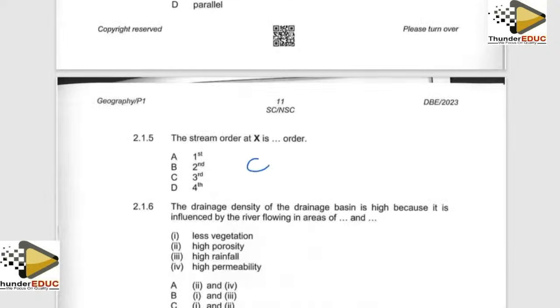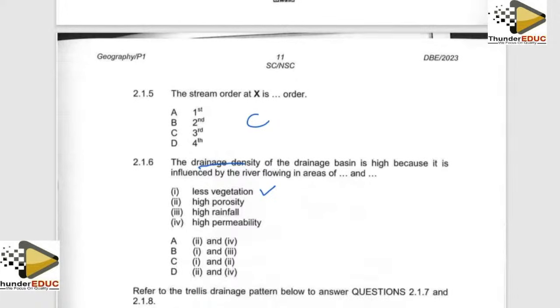The drainage density of a drainage basin is high because it is influenced by river flowing in the area and. So we come here. Obviously, we're looking at drainage density, the amount of rivers that exist on the surface of the earth. First of all, if there is less vegetation, that means there is more surface runoff than infiltration. So this option must be there. So wherever there is one, might be right. So we are going to first see, do we have one here? We don't have one here. That is wrong. So we are remaining with C and B.